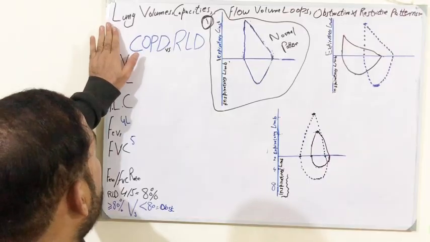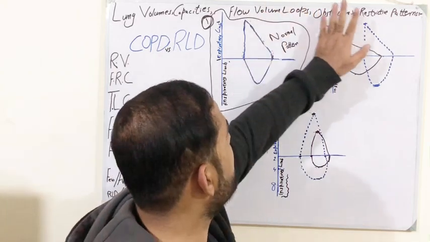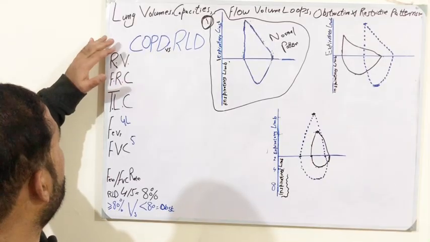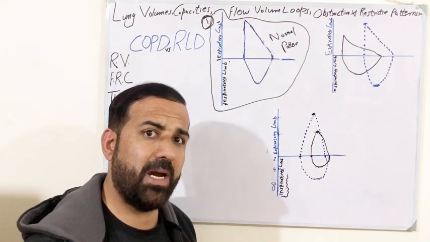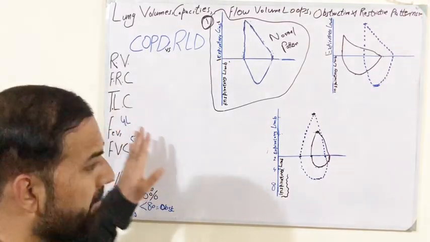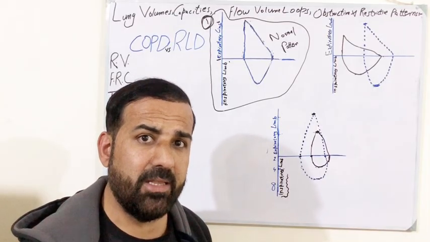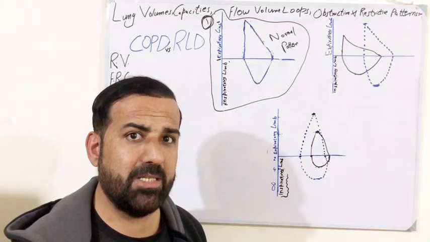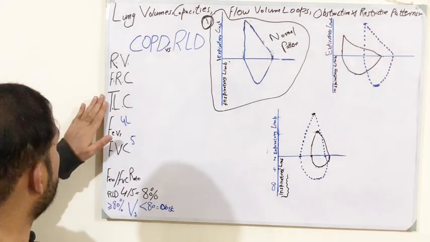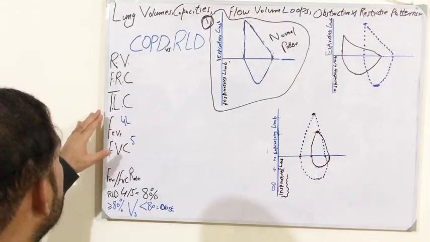For today's lecture, we are going to talk about lung volumes, capacities, flow volume loops, and the obstructive and restrictive patterns. First, we will quickly go through lung volumes and capacities. If people expire out maximally, whatever amount of air is left in the lung is called residual volume, while functional residual capacity is the volume left in the lung after normal expiration. Means if people expire normally, whatever is left behind in the lungs is called functional residual capacity. Then we have total lung capacity, which we get if we combine lung volumes plus capacities.